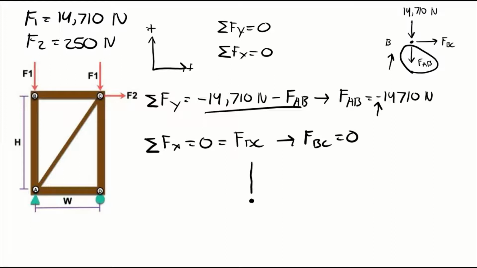So we have the force from the water, which is 14,710 newtons. We have the force in F sub AB, which, to cancel out the force from the water, needs to be pointing in the opposite direction. So it needs to be pointing up. And then we have 0 newtons in F sub BC. So that is how we solve the forces at joint B, and now we'll move on to the next joint.